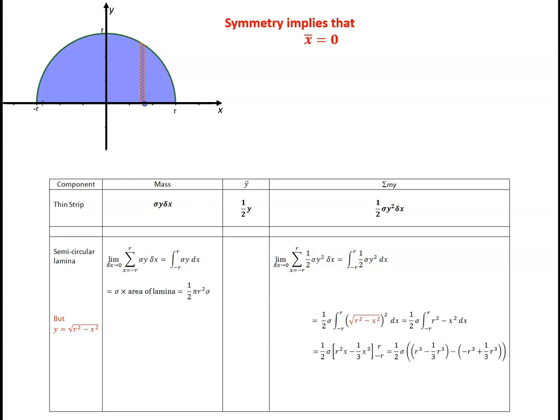Well, r squared minus x squared integrated gives me r squared x, take away a third x cubed. Remember, r is a constant, so the integral of r squared is just going to be r squared times x. So doing the integration, I've got a half sigma times the value of r squared x minus a third x cubed when x equals r, less the value of r squared x minus a third x cubed when x is equal to minus r, which ends up giving me 2/3 sigma r cubed.